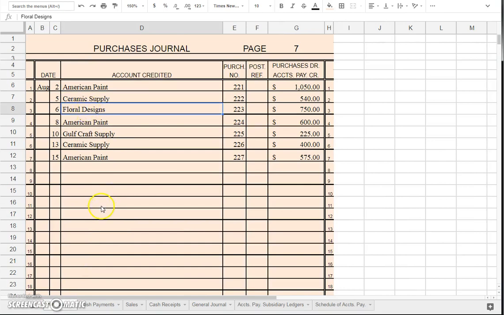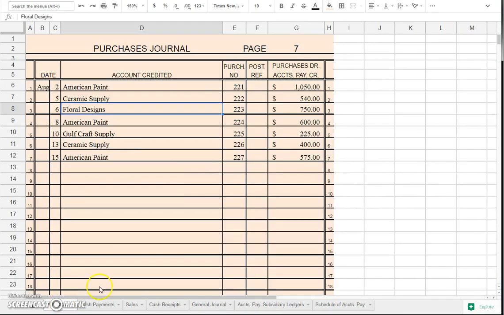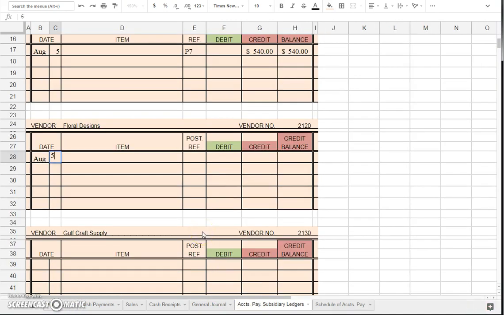August 6th, Floral Designs for $750. So come down here to Floral Designs. August, I forgot, what was it? August 6th. And it was for $750, and that's also my balance because it's my first transaction.